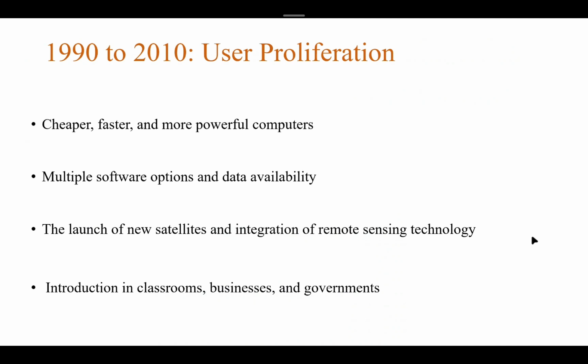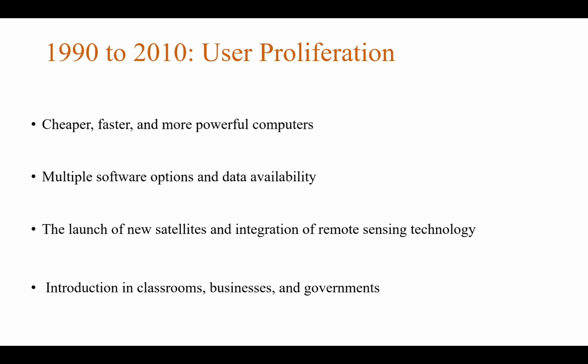Moving ahead, 1990 to 2010, there was user proliferation. So basically what started happening is that users started to adopt GIS technology in different ways. Rather than just the government using GIS, GIS was introduced in classrooms and businesses, and there was digital mapping and analysis done widely.